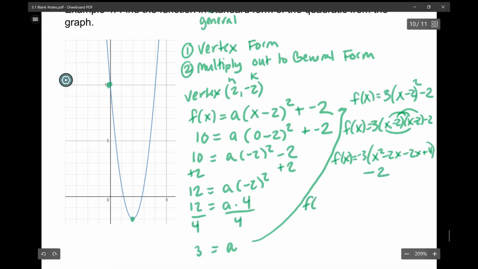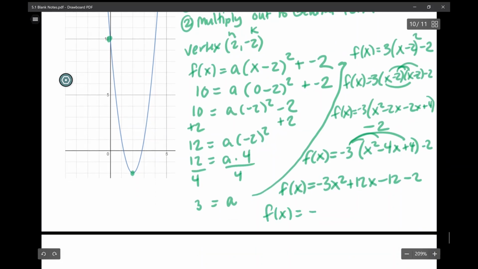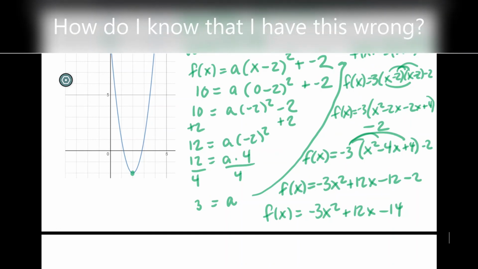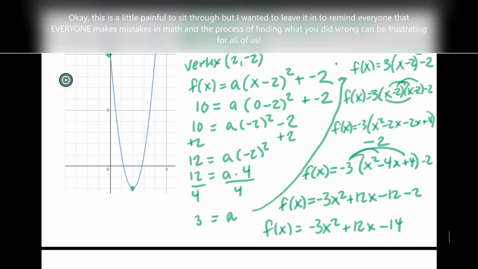That's that guy. All right, switch to the left here. F of x equals minus 3 times x squared minus 4x plus 4 minus 2. Distribute my negative 3. F of x equals minus 3x squared plus 12x minus 12 minus 2. Finally, f of x equals minus 3x squared plus 12x minus 14. I must have missed a minus sign there because it should be plus 10. Okay, guys, what did I do wrong?